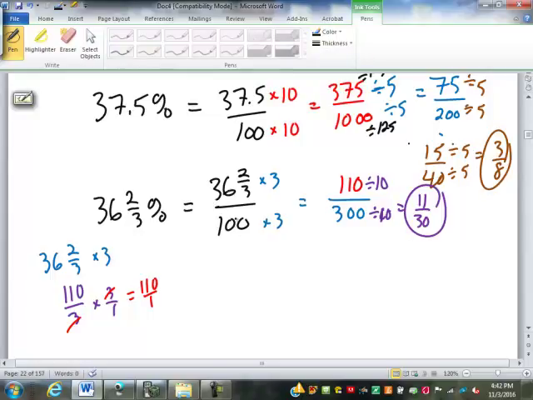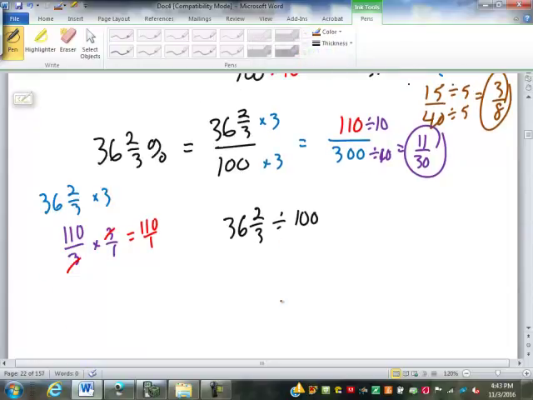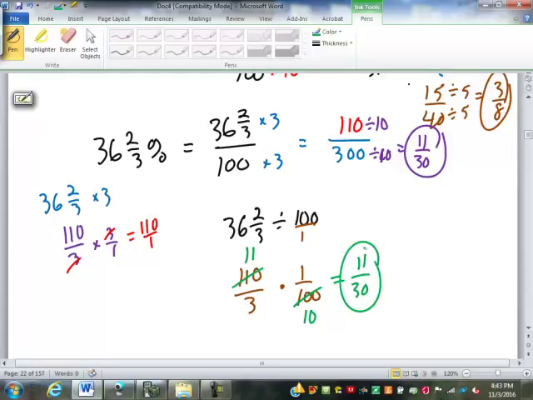The other option would be just to divide that out. 36 2/3 over 100 is 36 2/3 divided by 100. We have to do the 36 2/3 into an improper fraction. 36 2/3 again is going to become 110 thirds. Instead of dividing by 100 over 1, we're going to multiply by 1 over 100. You can cross cancel the 110 and the 100, both divided by 10. Give me 11 and 10. 11 times 1 is 11. 3 times 10 is 30. Either way, we get 11 30ths.